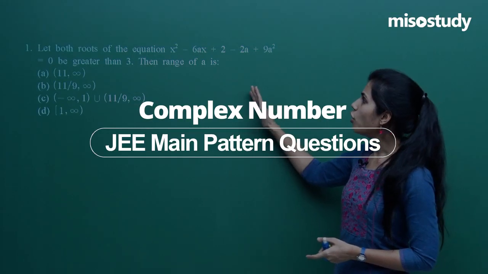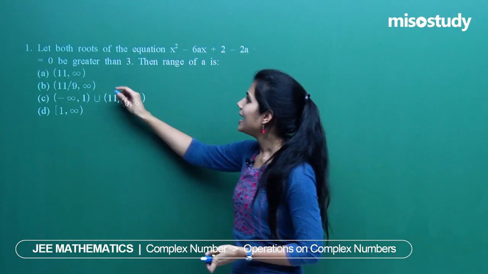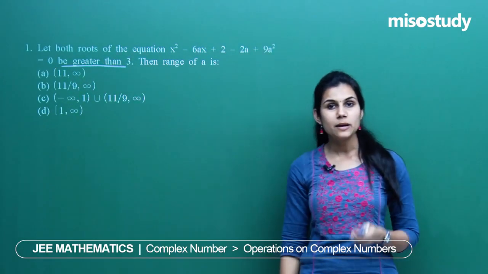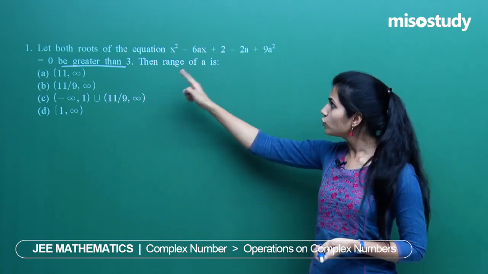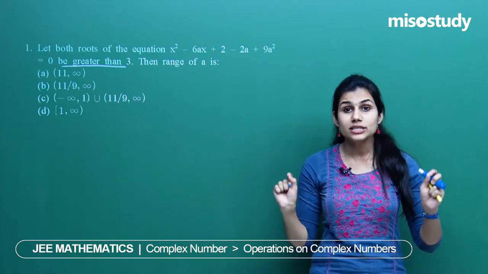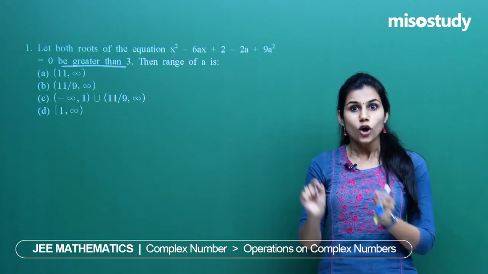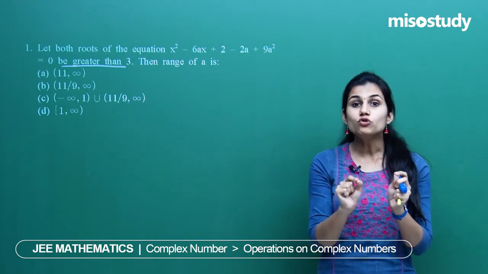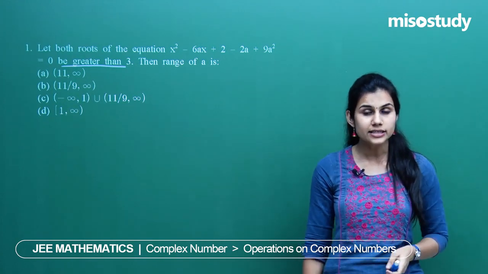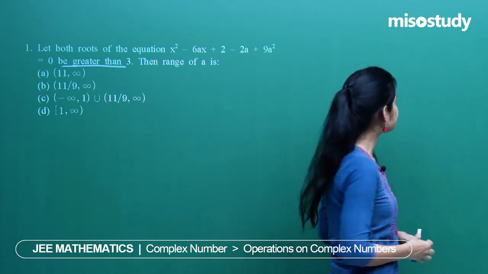Let both roots of this particular quadratic equation be greater than 3. That's the main major trigger word. Both roots of this quadratic equation are greater than 3. Now the thing which is right now popping inside my brain is that I have learned something about the conditions when two roots of a quadratic equation are greater than k, isn't it? Let's polish that concept and then get back to the question in order to tackle it.